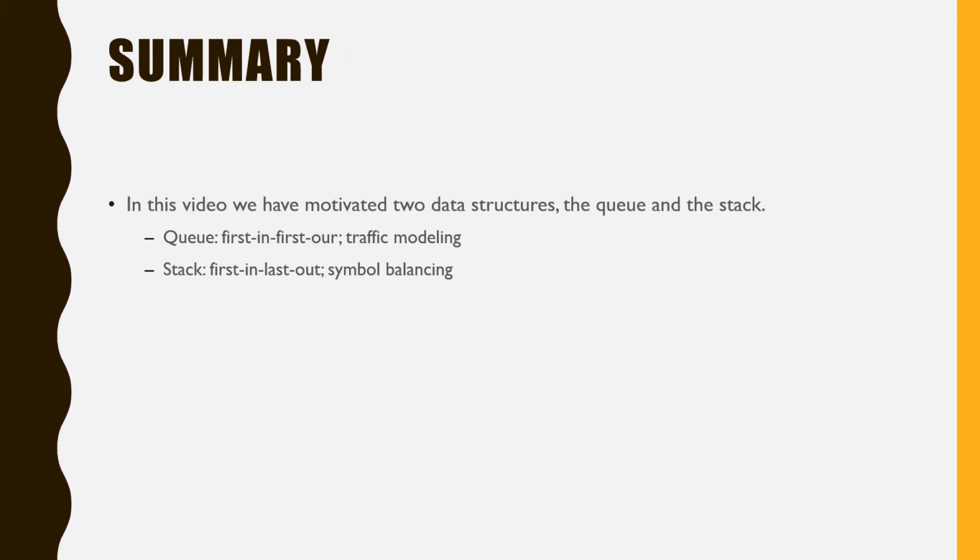In summary, we have introduced the queue and the stack data structures in this video. The queue and the stack are derived from the array or the linked list and have a restricted set of operations. The restricted set of operations ensure the first in, first out behavior for queue and the last in, first out behavior for stack. Meanwhile, we have discussed potential real-life applications of traffic modeling and symbol balancing for queue and stack, respectively. In the next video, we will discuss the high-level idea for implementing the stack data structure.